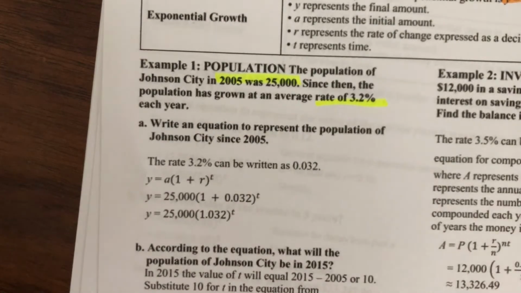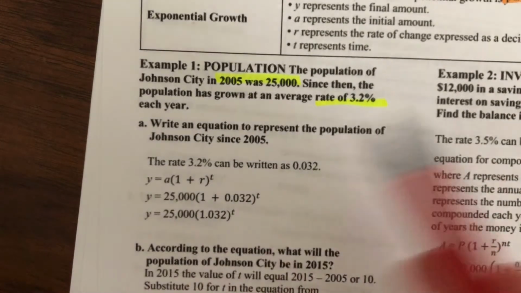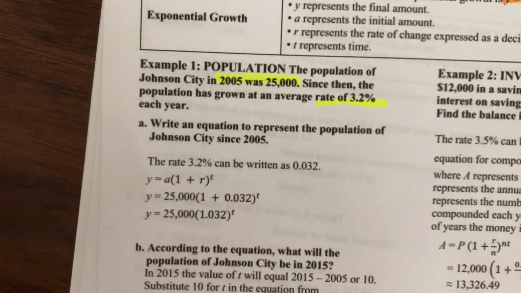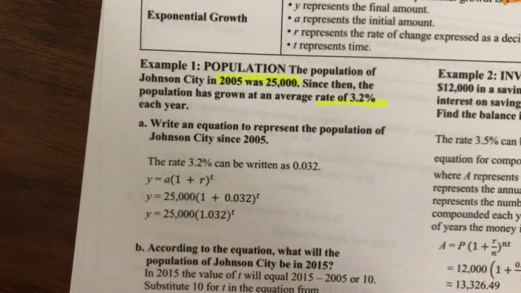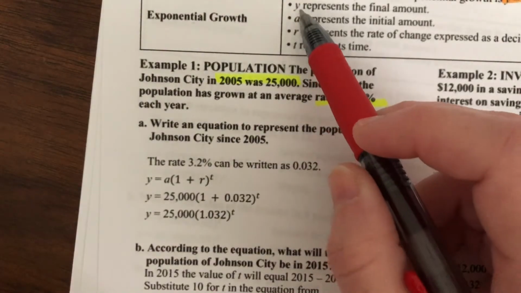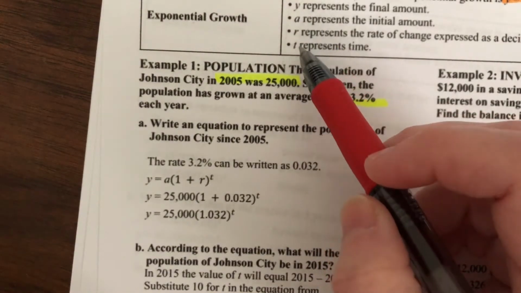So we want to identify what we know out of y, a, r, and t, okay? Y is the new amount that we're looking for. It doesn't tell us what amount we're looking for after a certain amount of time. It doesn't say, if this is the situation, what was the population in 2012? It doesn't give us a final amount. So we're not going to know y here. We are going to be able to put in numbers for A, R, and T.